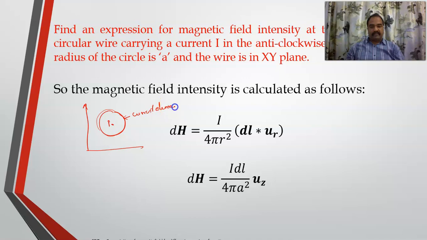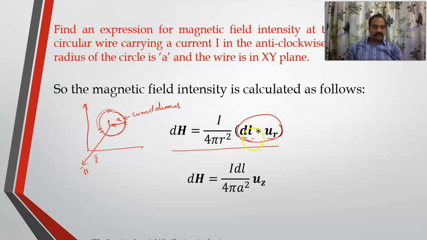So whatever may be the current element, whichever one we consider, all are at a distance of a. And I need to determine what the H vector is here. We know that the H vector is given by this particular formula: dH is equal to I by 4 pi r squared, dl, which is a differential length, into u_r bar. We have already seen that this results in a vector which is perpendicular to both of these things.